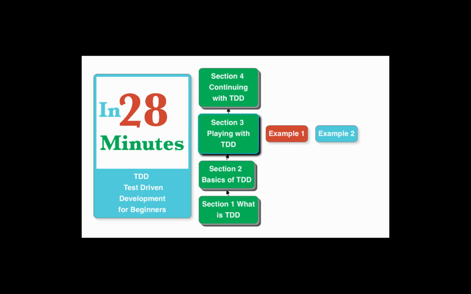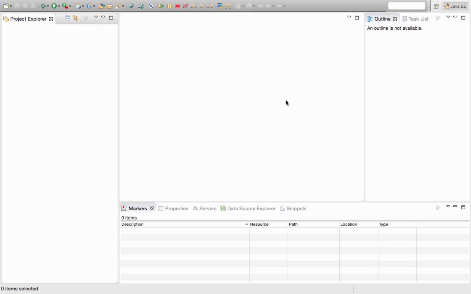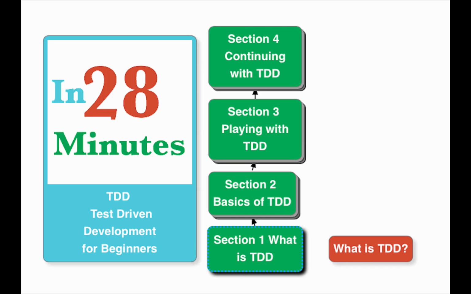In section 3, we'll start playing with TDD. We'll try 2 very simple examples, example 1 and example 2 with test-driven development. And section 4 is continue your journey with TDD. We'll have a quick revision about TDD and we will see what are the things that you need to think about when you want to continue with test-driven development. Okay, what are you waiting for? Let's get started. I'm using an IDE called Eclipse. Let's get started with the first section.